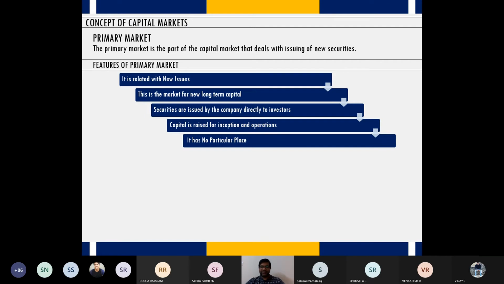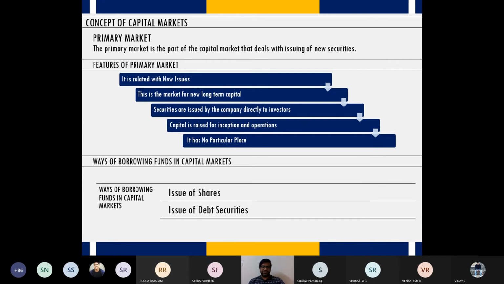And again, it has no specific place as such. Primary market is not a place. Primary market is a name given to a transaction, right? So it has no particular place as such. So how do you borrow money in capital markets? How do we borrow funds from capital market? There is a mechanism to access capital market, right? And the mechanism is simple.